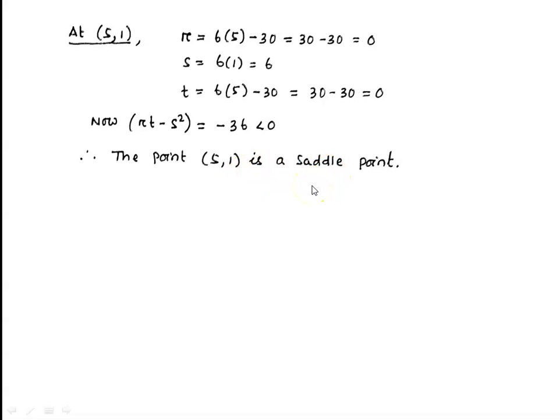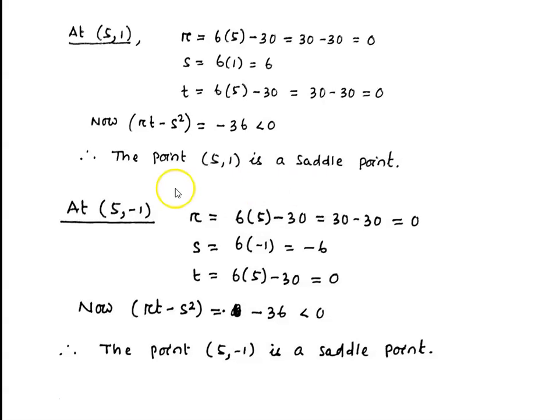Now let us check at the last point, which is our (5, -1). At (5, -1), the value of r is 0, the value of s is minus 6, the value of t is 0. So rt minus s square is minus 36, which is negative. So here also the point (5, -1) is a saddle point.